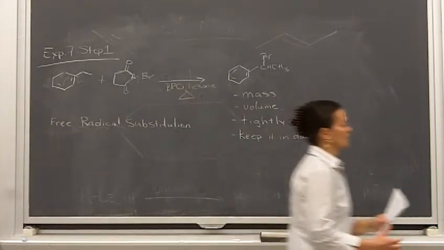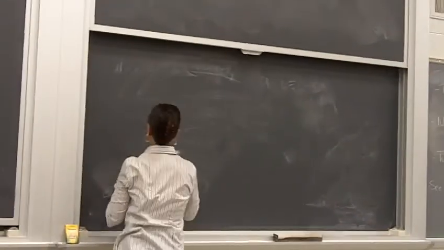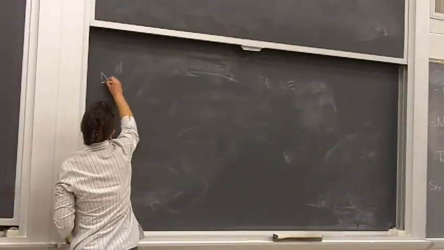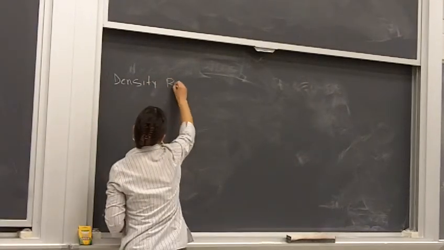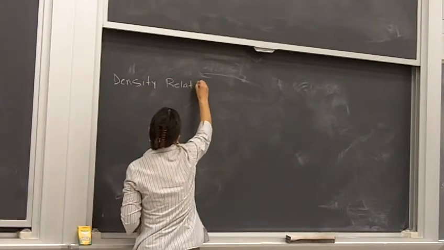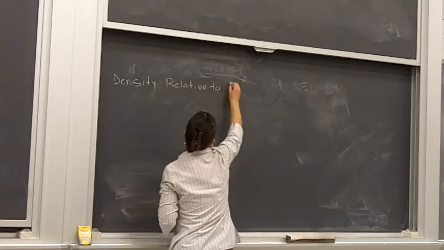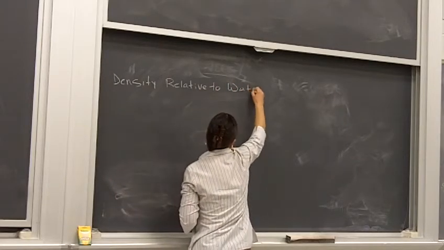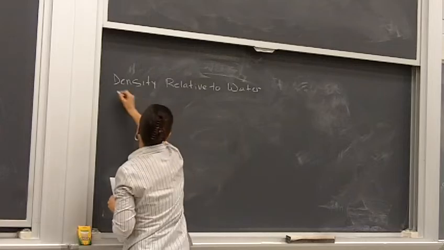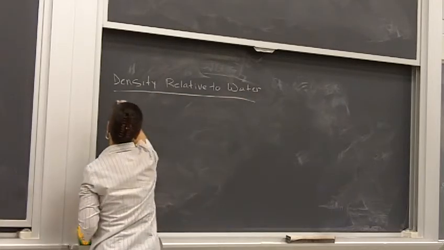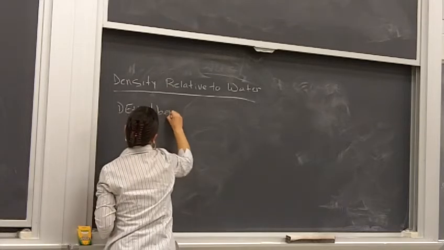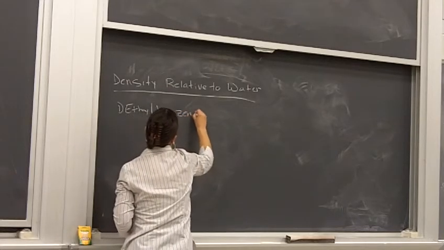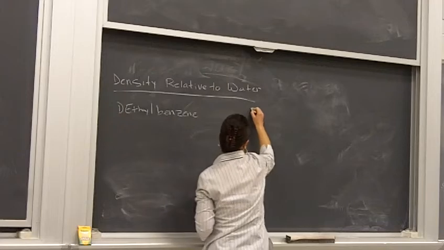So the first one is density relative to water. And you're checking this with both ethylbenzene and then you're checking this with your bromoethylbenzene.